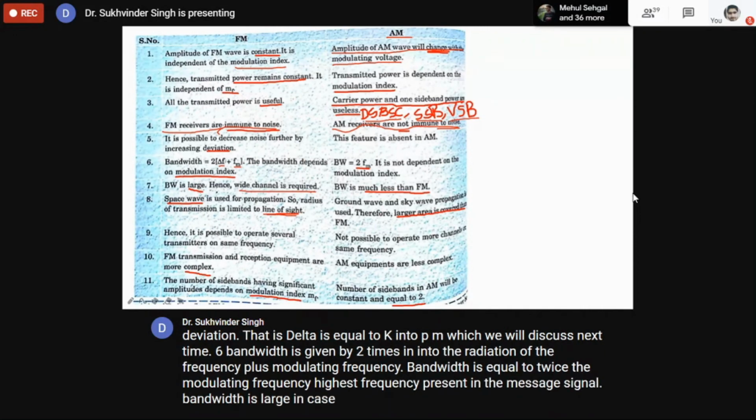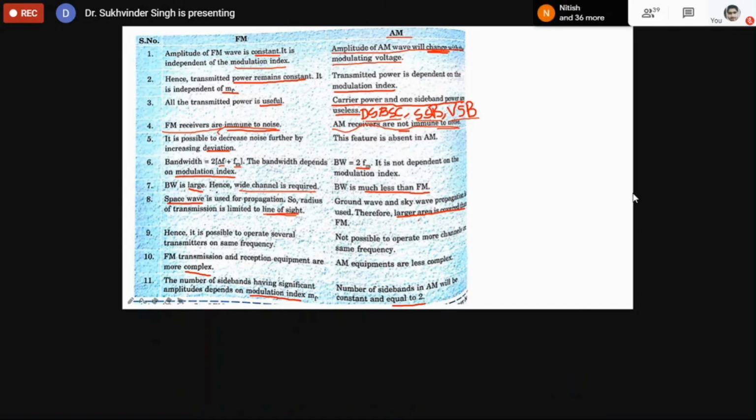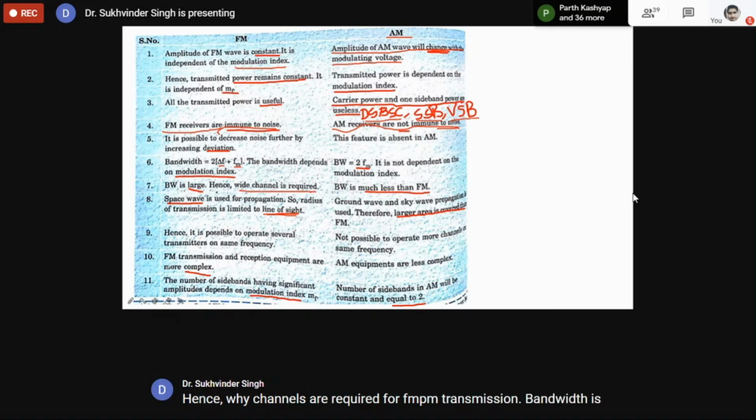Ground wave and sky wave propagation are used in case of amplitude modulation. I am discussing point number 8. So therefore, large areas are covered under AM as compared to FM or PM. Point number 9. In case of FM, it is possible to operate several transmitters on the same frequency. In amplitude modulation, transmission of more channels at the same frequency is not possible.